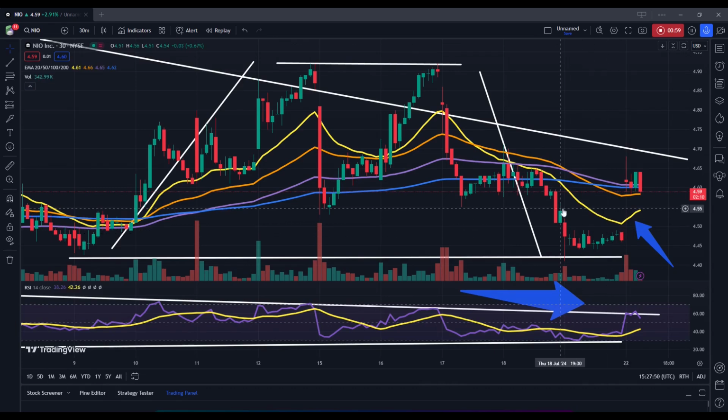average cluster. We have this orange line here, this yellow line here, followed by this orange line, which is the 50-day moving average. Yellow is 20 period exponential moving average, not day. This is a 30-minute price chart. So yellow would be the 20 period exponential moving average. Orange would be 50 period exponential moving average. Purple would be 100, and the blue would be the 200 period exponential moving average.